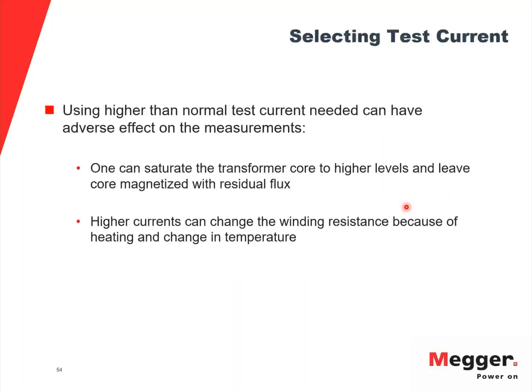Make sure that you do not apply too much current. "More is better" does not apply to winding resistance, because if you apply too much current, you might magnetize the transformer core to higher levels, and then it would have some residual flux in it. Because of that residual flux, it may affect other electrical tests that you might perform. Also, if you apply too much current, you may heat up the winding, and when the temperature changes, the resistance of the winding would change. So it is recommended not to exceed 15%.